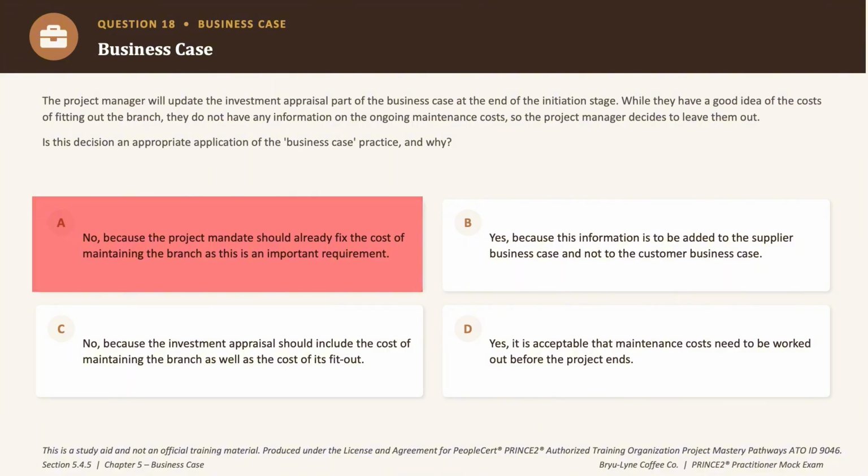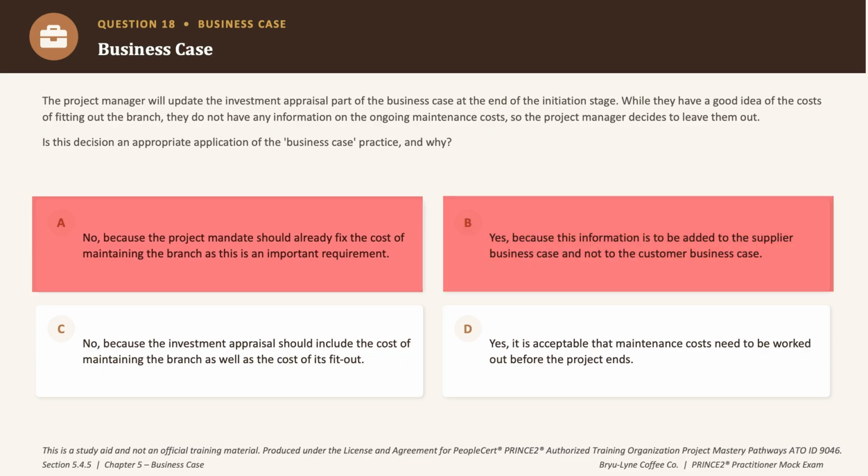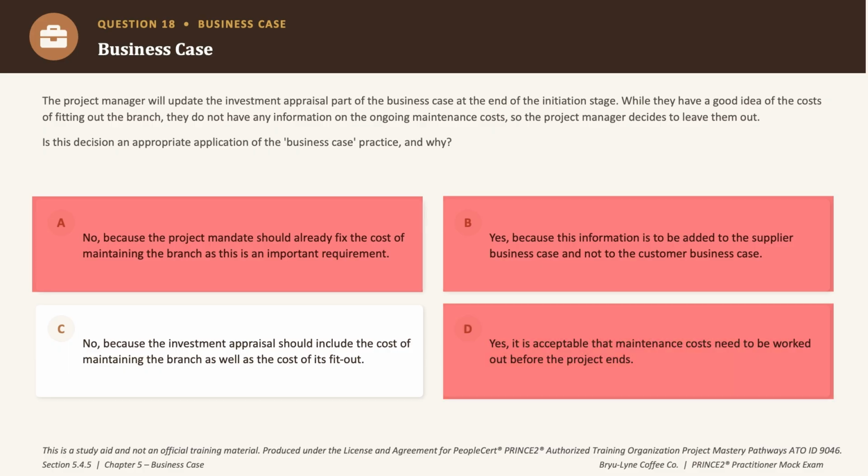Option B says yes, because this belongs in the supplier's business case, not the customer one. That is purely a misdirection. Maintenance costs are part of the customer's own appraisal as well, okay? So an incorrect answer choice. Option D says yes, it's acceptable to work out the maintenance costs before the project ends. Now that sounds reasonable on the surface, but the appraisal needs this information much earlier to be meaningful, right? Otherwise, what would you do if you have to plan some actions around it? So an incorrect answer choice.